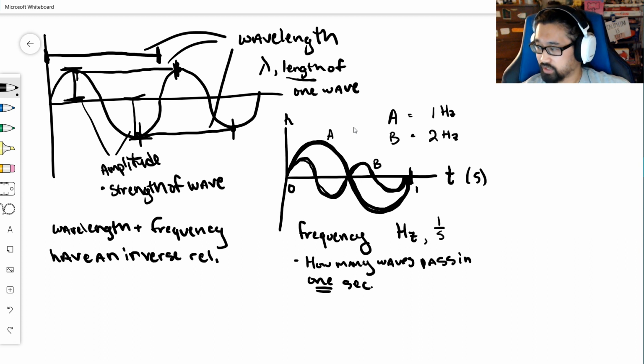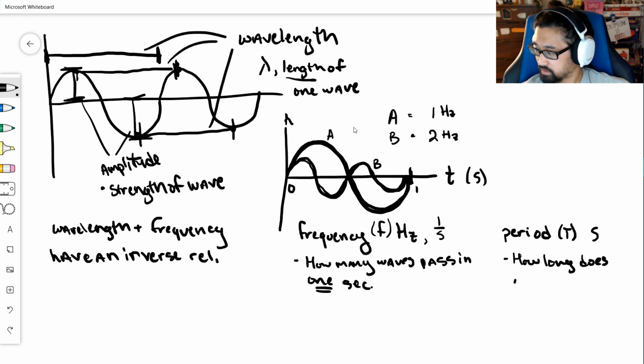There's one more thing related to time, and it's the period of a wave, which is a capital T. Now, frequency is a lowercase f. Period is a capital T. It's measured in seconds. It's how long does it take for one wave to pass.